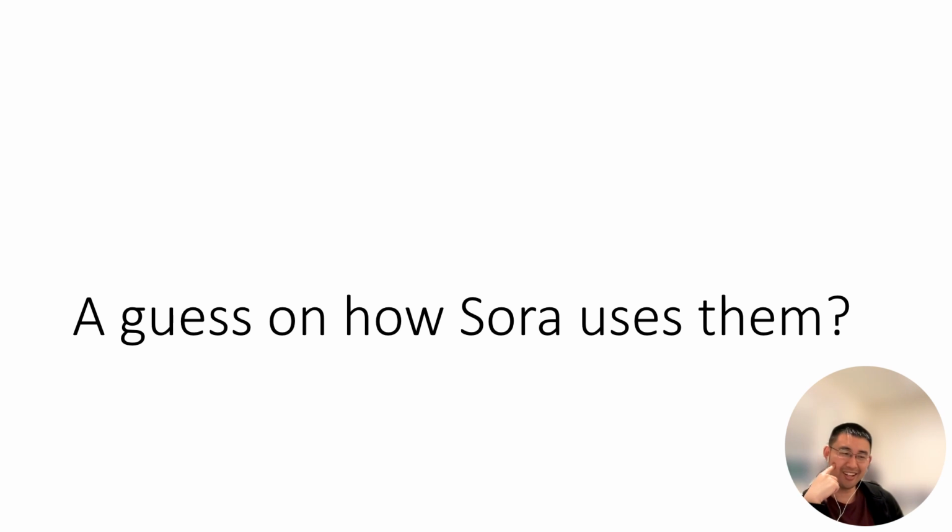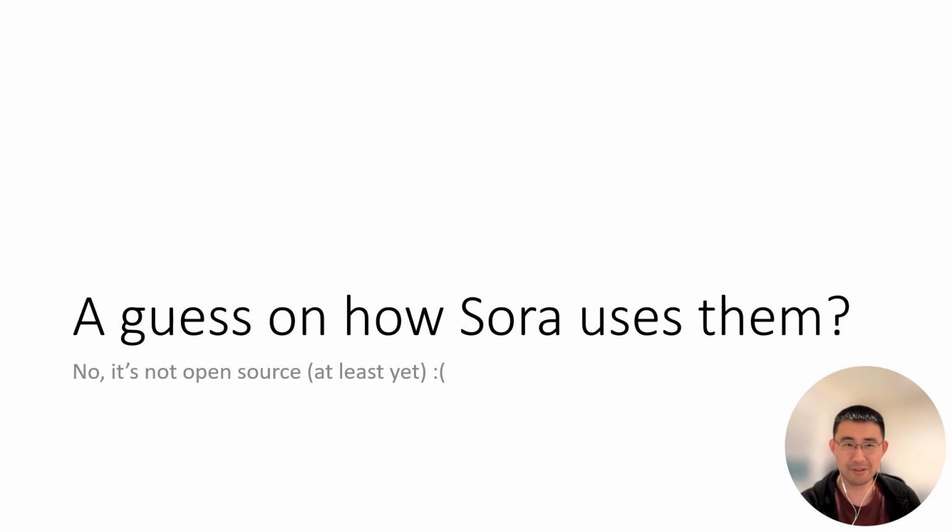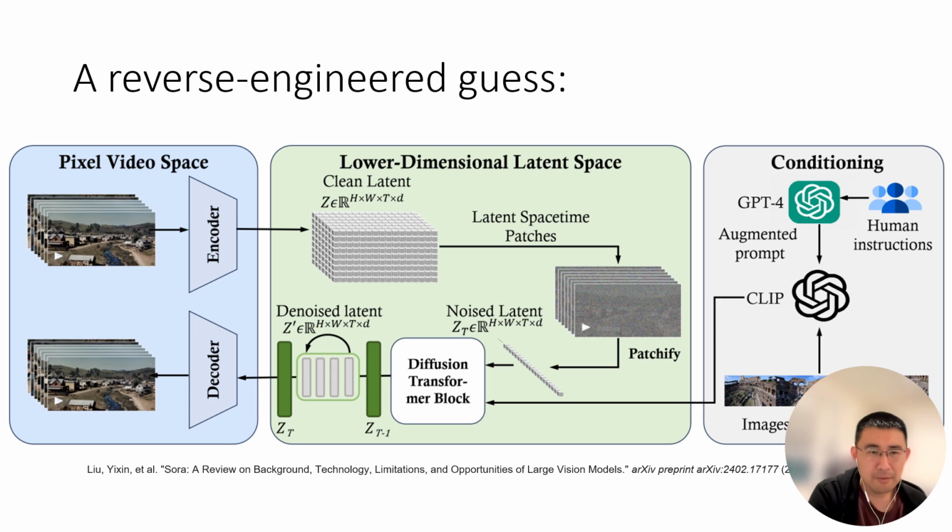So, after taking a look at the ViViT and NaViT paper, I didn't forget why we got started. I'm trying to understand how Sora can use them, so I'll try to make a few guesses. Well, why guesses? Because unfortunately Sora is not open source, at least not yet. So I found this paper. It's called Sora, a review on background technology limitations and opportunities of large vision models. That is not published by the original Sora team. It's just by another research team that's trying to reverse engineer what Sora may have done.